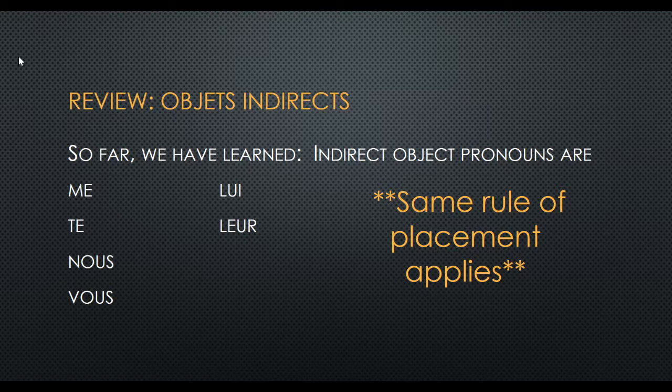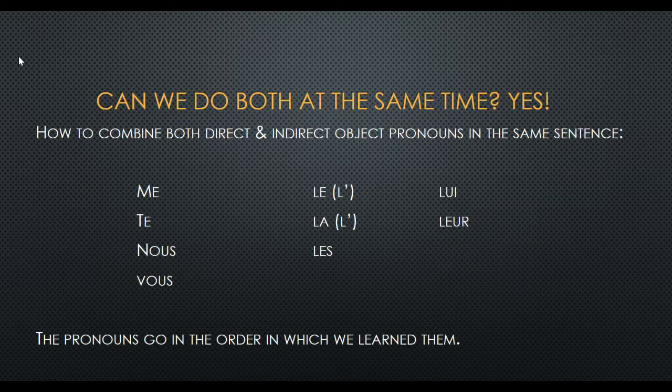So once again, now we have the complete list of both the direct objects, those 7, and the complete list of the indirects. As we can see, the same rules of placement apply to these as to all of them. Now, can we do both at the same time? Yes, absolutely. How do we combine both the direct and the indirect object pronouns in the same sentence? We're going to replace just like we have before, but really the only thing we have to worry about is the word order.